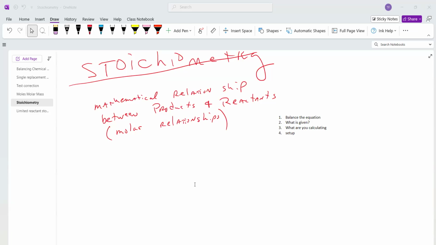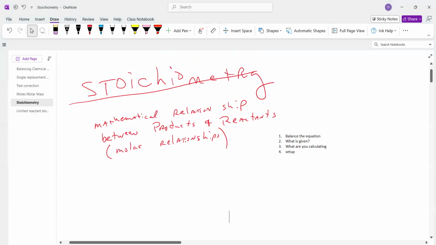Okay, so stoichiometry. It's the mathematical relationship between products and reactants. And what I mean by mathematical, I mean a molar relationship. Again, moles come into play in chemistry, physics, molecular biology. It's moles, moles, moles.